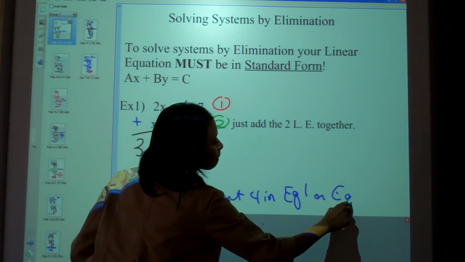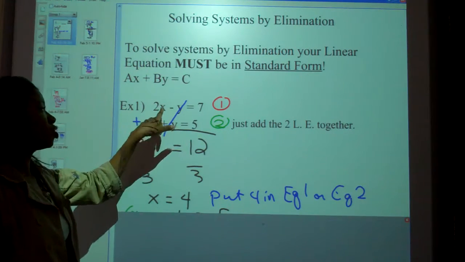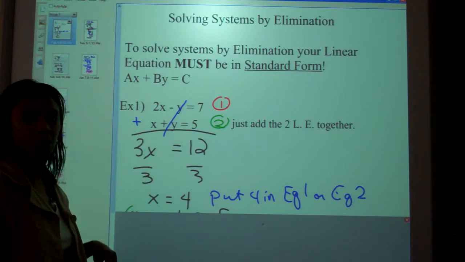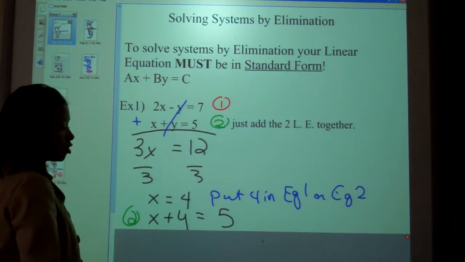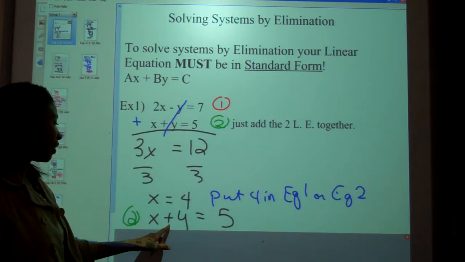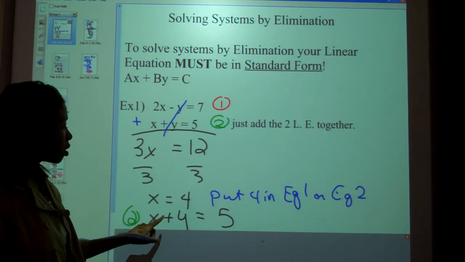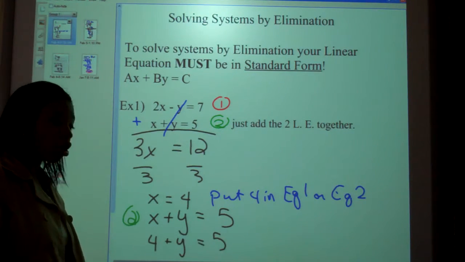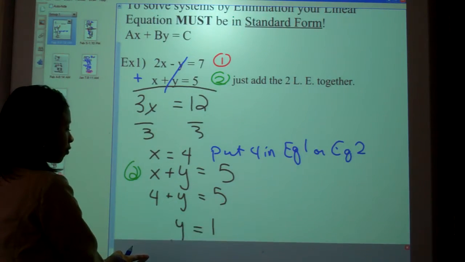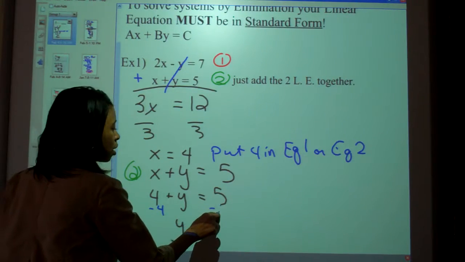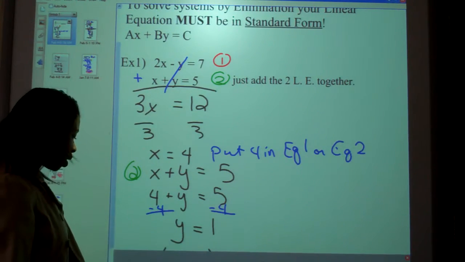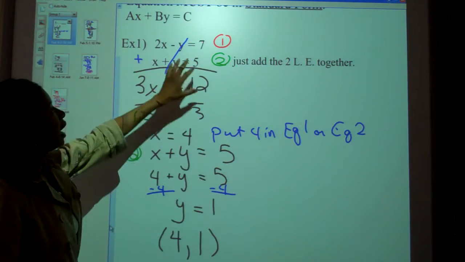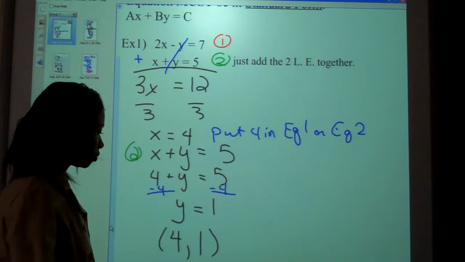It doesn't matter. Okay? And I just look at equation 1 and equation 2, and I ask myself, does it seem easier to put the 4 in here, or do I have less work in equation 2? I personally like equation 2. X plus y equals 5, and I know now the x is 4, so I'm going to do 4 plus y is equal to 5, and I can solve for y by subtracting the 4 on both sides, and y is equal to 1. So my solution for this particular problem is going to be 4, 1, and I've solved this by elimination.